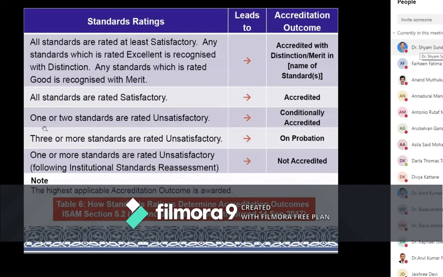Now, this is where the other 3 are very, very important. Even if 1 or 2 standards are rated unsatisfactory, we will be conditionally accredited, which means we need to work on those standards again. If 3 or more standards are rated unsatisfactory, we will be on probation for a year, wherein the accreditation process comes back after 1 year to assess us. So the same process is going to go. The last one is very dangerous. Hope we are not there. If 1 or more standards are rated unsatisfactory, we may not be accredited.